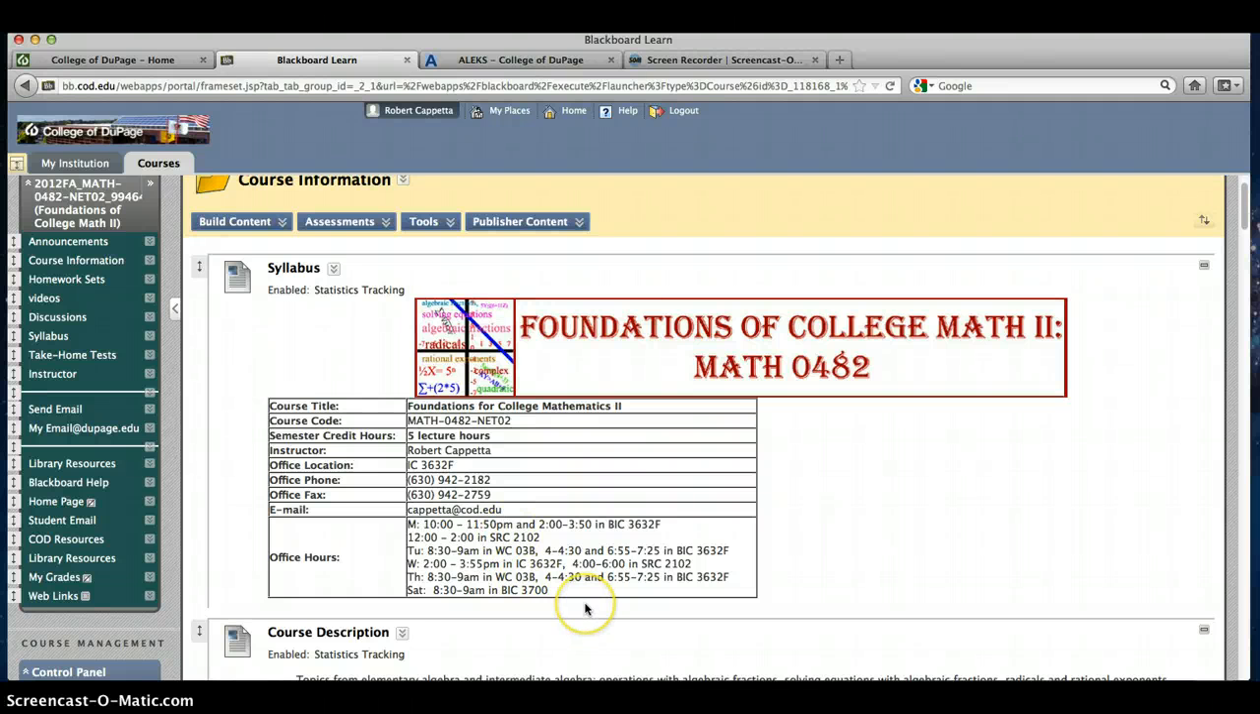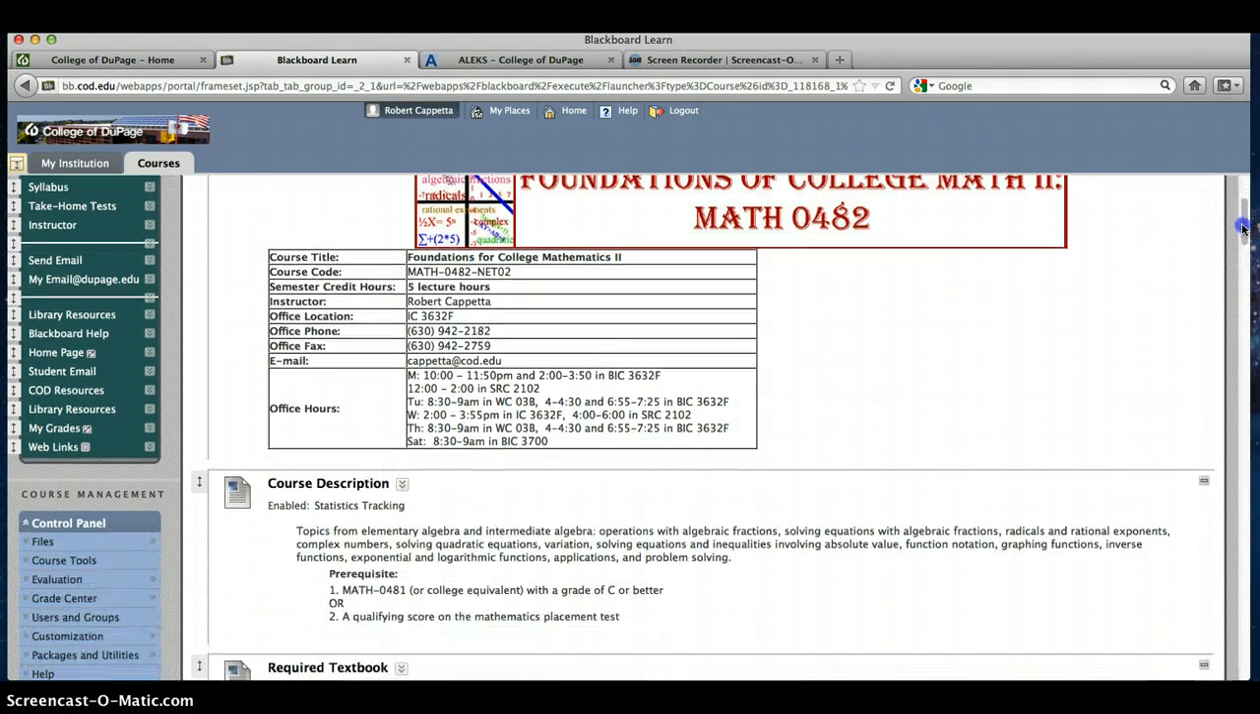You'll see most of the time I'm in the BIC building. And I have several office hours, and I hope that you can make an effort to come and see me. I'm also in the math assistance area. That's SRC 2102 for drop-in tutoring. So I'll be on there on Monday from 12 to 2, as well as Wednesday from 4 to 6. So that's certainly a good time to come and see me.